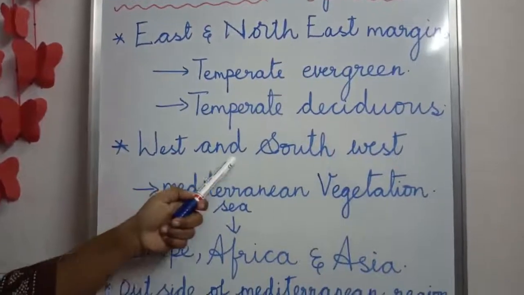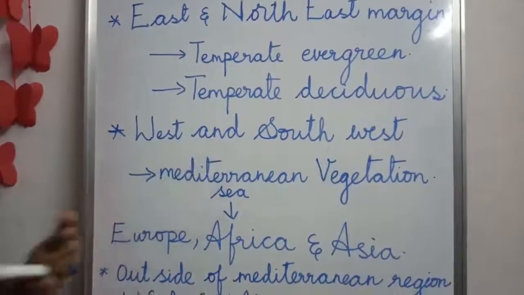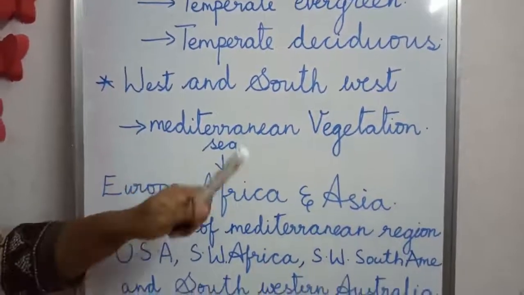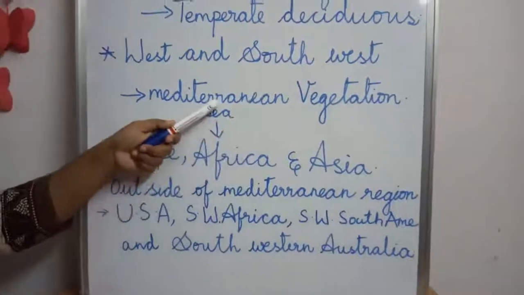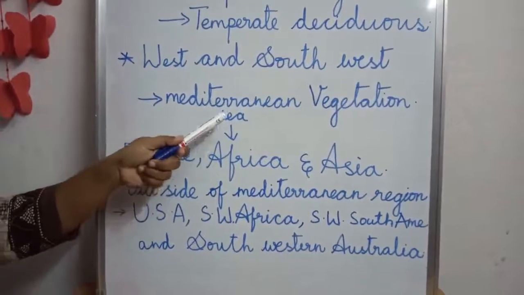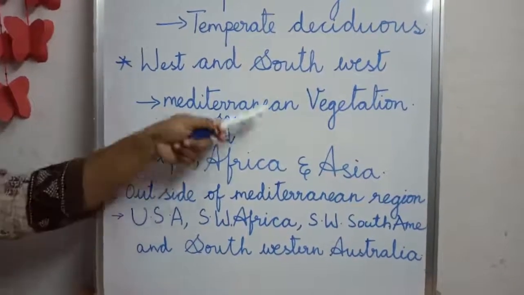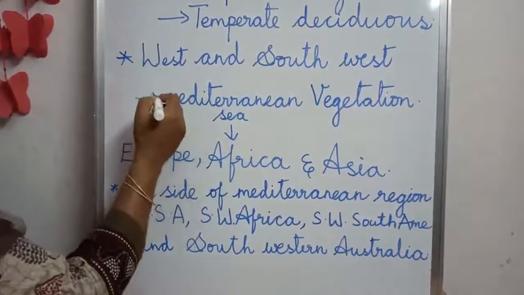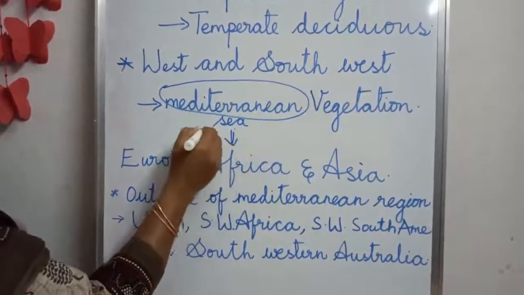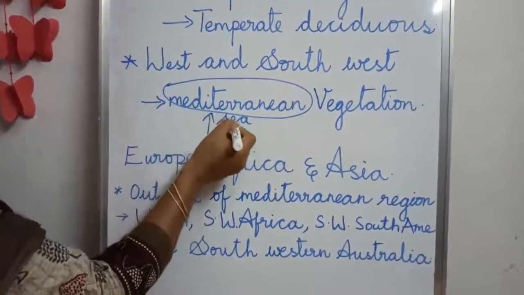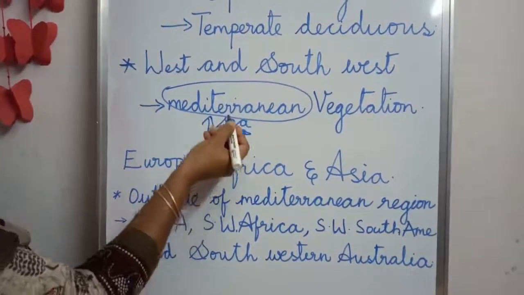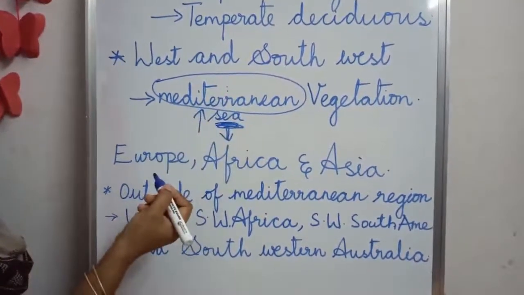In the west and southwestern parts of the margins of the continents, you can find Mediterranean vegetation. You know why this vegetation got this name, children? Because there is a sea there, the Mediterranean Sea. This sea influences the vegetation over that region. For example, if this is a region and this is the sea, whatever climatic conditions are experienced by the sea, the same influence this region. That's why they experience the same kind of vegetation. Got it, all of you, children?